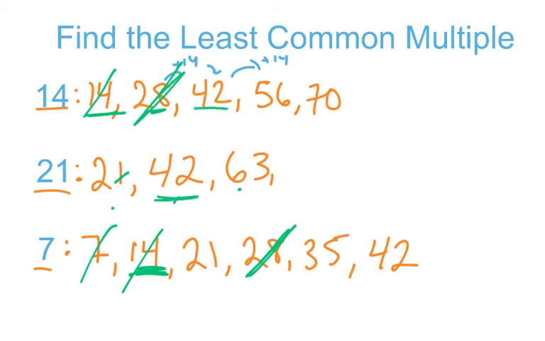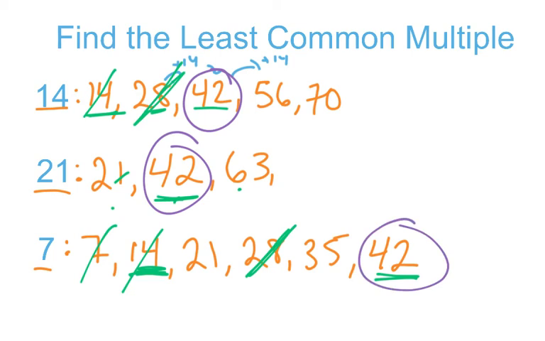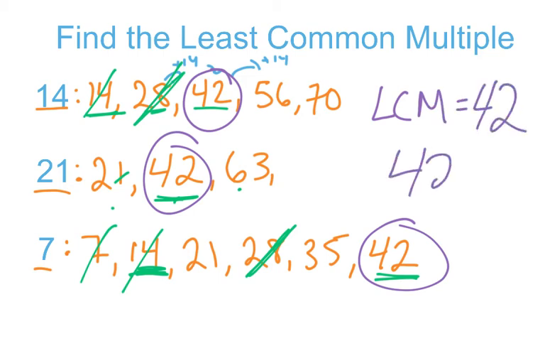42. Okay, 42 is my least common multiple because it is the smallest number that all 3 of the numbers I listed multiples for have in common. So my answer is that my least common multiple is 42. Or you could just write 42. And that's how we do least common multiples. List your multiples for each of your numbers. Check to see which is the smallest number that appears in all your lists. That's your least common multiple.